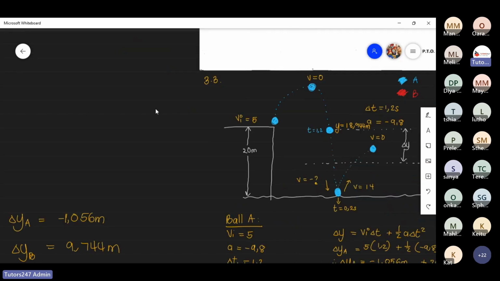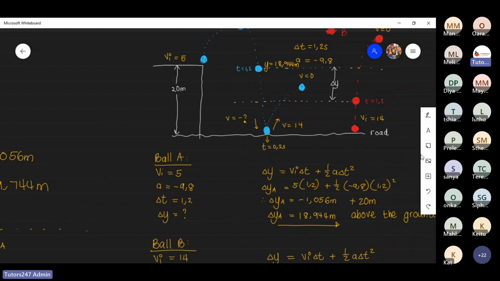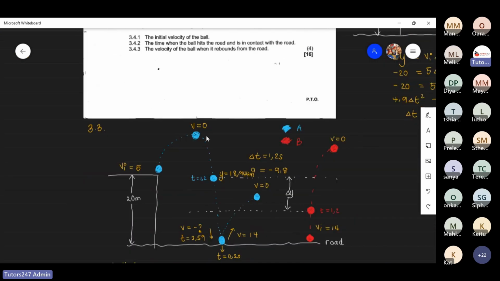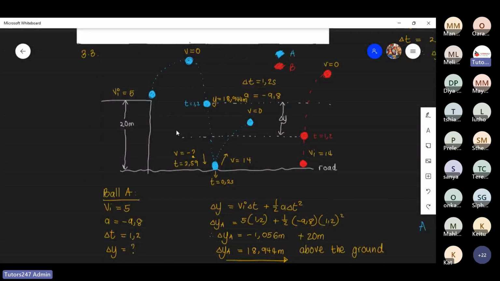So let's go back here and try to figure it out. What is the time when it rebounded? So it hit the ground at 2.59 seconds. It stayed in contact with the ground for 0.2 seconds. Just give me a second to confirm. Is it 0.2 or 0.02? Let's just double check. Okay, it is 0.2. Okay, that is correct. So it hit the ground at 2.59 seconds. It stayed in contact with the ground for 0.2 seconds.